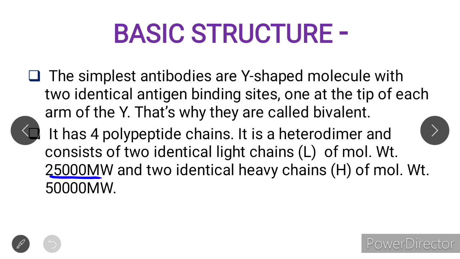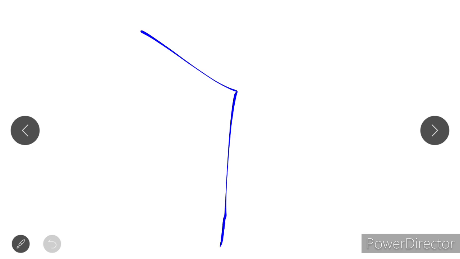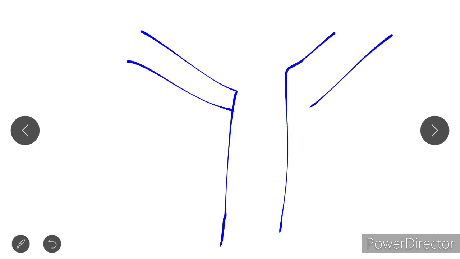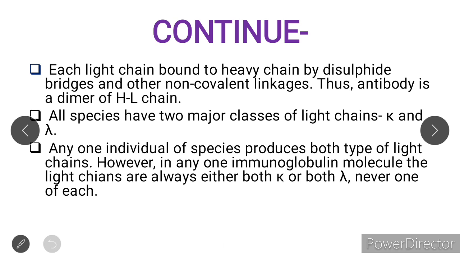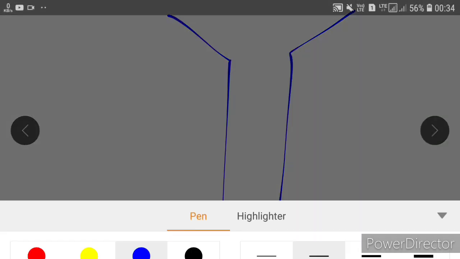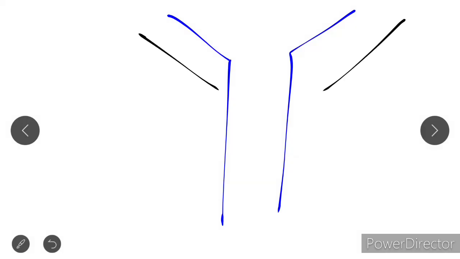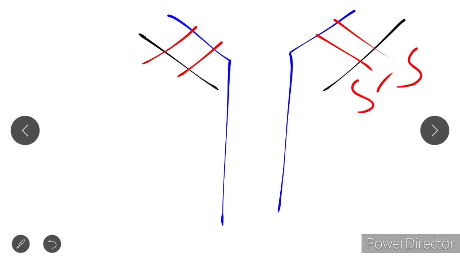The light chain's molecular weight is 25,000 and the heavy chain's is 50,000. That is heavy chain and light chain, a heterodimer. Next, each light chain is bound to a heavy chain by a disulfide bond. The antibody is a dimer of heavy and light chain, meaning these are the heavy chains and these are the light chains, bound by a disulfide bridge. So the bond between these is an S-S bond. I already made all these things clear with the help of the diagram. If you understand, it will be better for you.